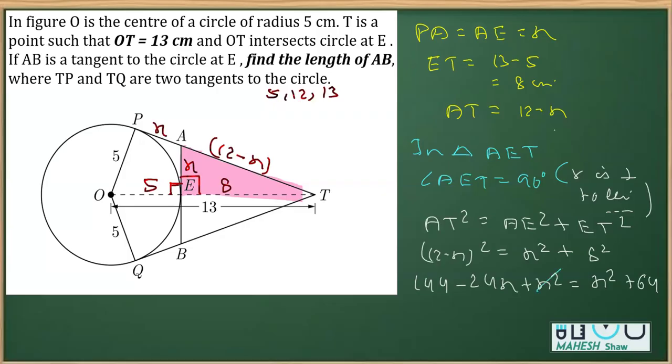So I can cancel X square and X square. And you see, if I transpose 64 to the left, 144 minus 64 is 80, and keeping 24X on the other side. So that means X is equal to 80 over 24, and this can be reduced. On reducing, we get 8 tens are 80 and 8 threes are 24, so X is 10 over 3. So we got the length of X here, right? X we got.